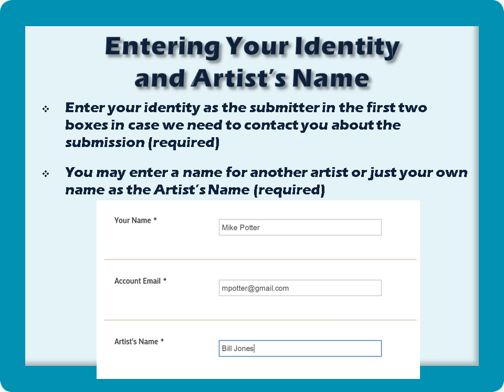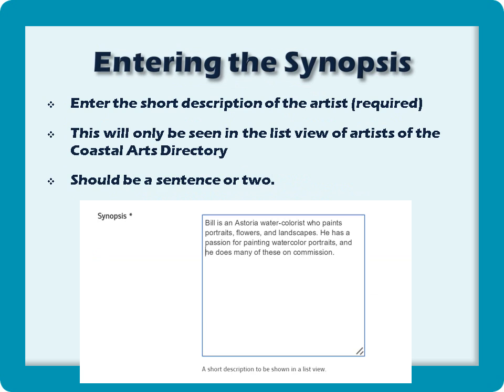Let's look at how these are entered into a submission form. Your identity as the submitter is required to be entered in the first two boxes of the submission form. The submitter's name may be different than the artist's name. The submitter's account email is required, however. You will be entering the required synopsis or short description of the artist. This will be seen in the list view of the artists on the Coastal Arts directory. This should be only one sentence or two and should encourage the site visitor to see the artist's detail page.